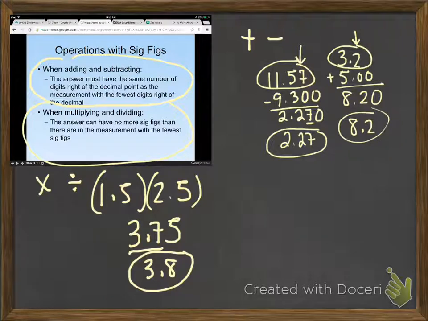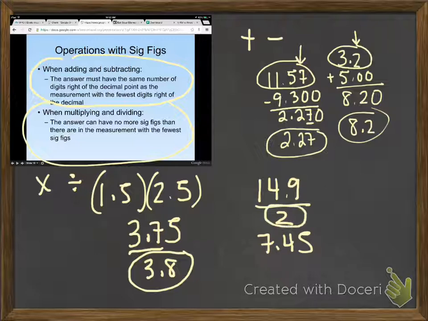Let's try a division example. 14.9 divided by 2. Well, our raw answer is 7.45. But if we look at the numbers that went into getting that, we see that 2 only has 1 sig fig. So we're limited to 1 sig fig in our answer. That 7.45 is going to just remain 7.